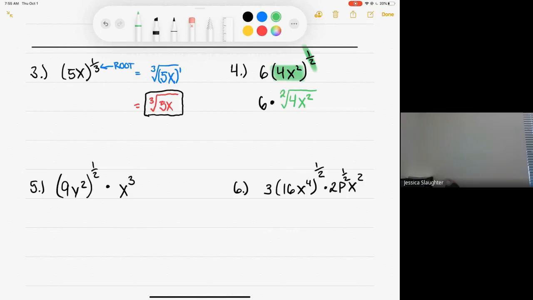Now, this is where you ask yourself, can I take the square root of 4? Yes. Can I take the square root of x squared? Yes. So I'm actually going to go ahead and do that. I can take the square root of both of these pieces, and I'm going to bring them outside of that radical. So this is going to become 6 times the square root of 4 is 2, the square root of x squared is x, and then 6 times 2x is going to be 12x. Any questions on that?